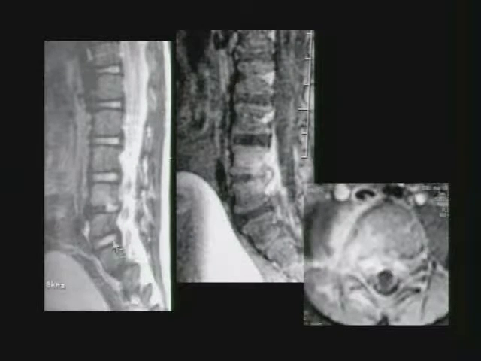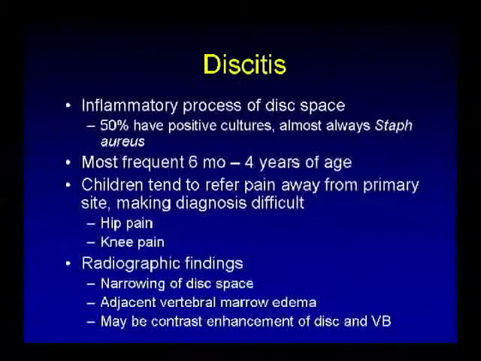On MR, you can see that he has marrow edema at the L4 vertebral body, and he has enhancement, and actually also a small soft tissue enhancement or inflammation, and this is discitis, which is usually a staph infection seen in the child under 5 years of age.